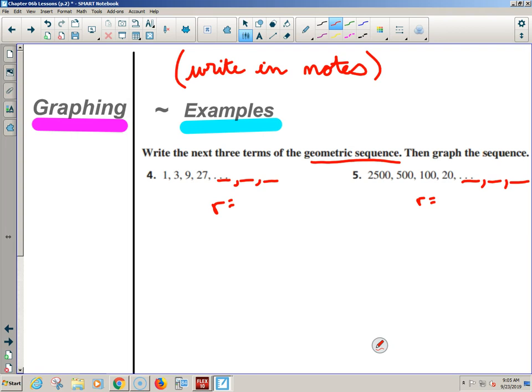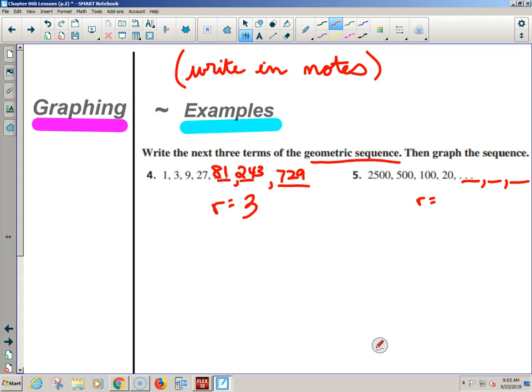Have you figured out your common ratio on number 4? Good. And so once you figure out the pattern is times 3, times 3, times 3, then you should have done 27 times 3. What is 27 times 3? 81. Nice. And then you were supposed to do 81 times 3, and that would be 243. Whoop, this is getting big. And then 729. Alright, nicely done.